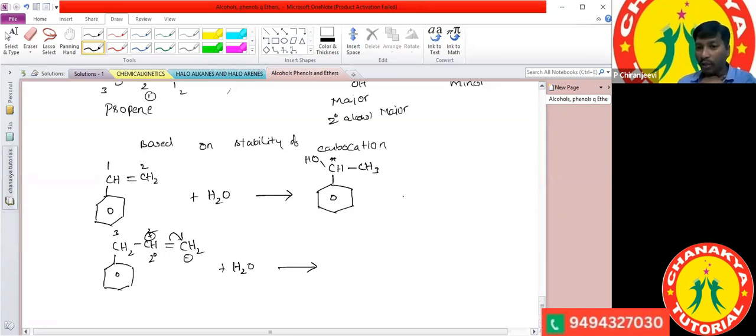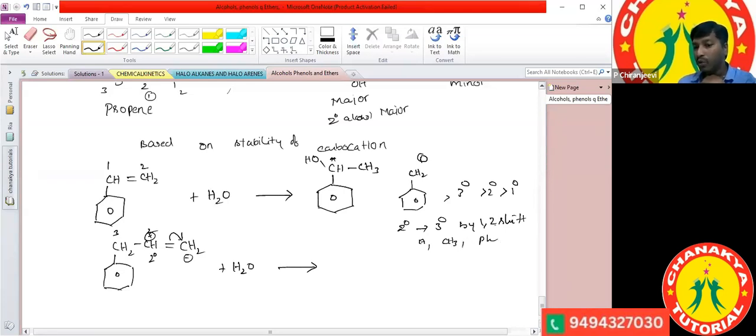If you see the stability order, benzyl carbocation is more stable than tertiary carbocation, then secondary carbocation, then primary carbocation. Sir, we can convert the secondary carbocation into a tertiary carbocation. How? By a 1,2 shift. In a 1,2 shift, either a hydrogen, a methyl group or a phenyl group shifts from one carbon atom to another carbon atom.